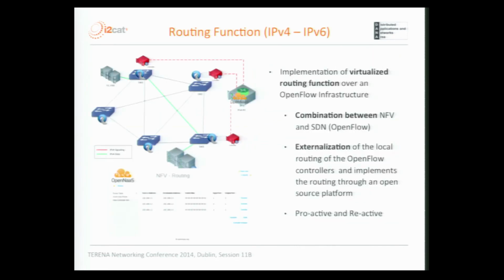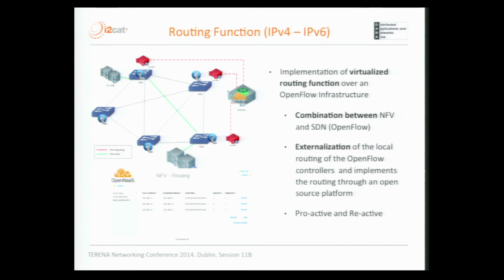Then we have a really useful use case over an SDN, over an OpenFlow network, where we virtualized the routing function. We had an OpenFlow network based on this topology, and we modified the controller. It was the Floodlight controller, and the routing function was externalized and deployed in OpenNaaS. We have the function in the network intelligence layer.